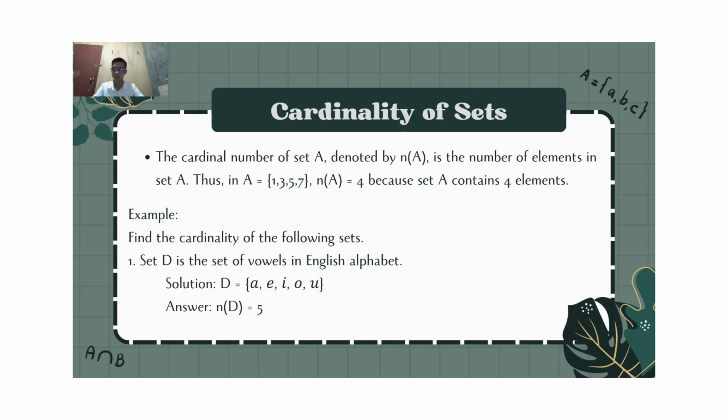So example number 1, set D is the set of vowels in the English alphabet. So here's the solution. We have set D. So how many vowels are in the English alphabet? So we have 5: A, E, I, O, U. So the answer is n(D), or the cardinality of the set, is 5. So there are only 5 vowels in the English alphabet.